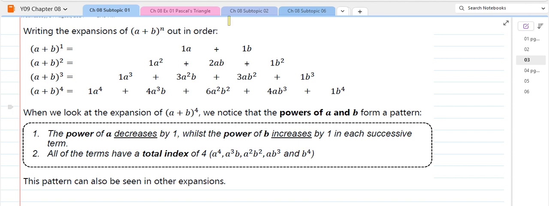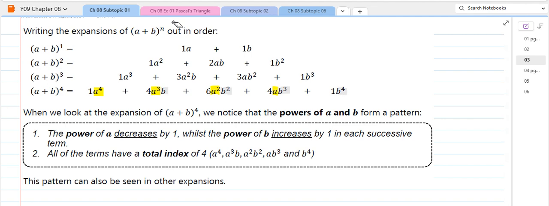For example, if you have a look at the power of a, it starts with a to the power 4, and then the next term is a to the power of 3, a squared, a to the power of 1, and then a to the power of 0 here. So a to the power of 0 is 1, so there's no a anymore over here. And then when you have a look at the power of b, for the first term there's no b yet. But as you go into the next term, there's b to the power of 1, b to the power of 2, b cubed, and b to the power of 4.